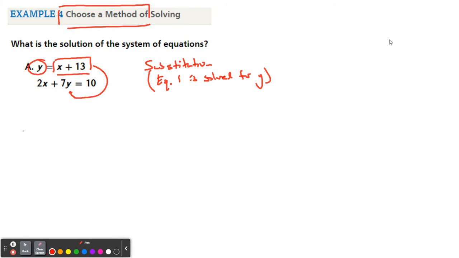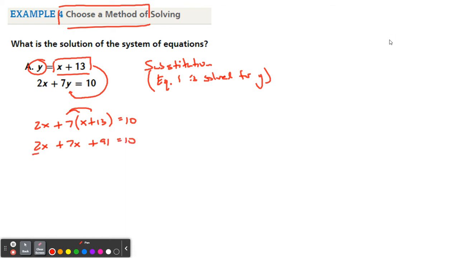Okay, so let's rewrite equation 2, but replace the y with x plus 13. So 2x plus 7, open a parenthesis, x plus 13, close a parenthesis, equals 10. And again, as I mentioned in the previous video, the point of substitution and elimination is to get rid of one of the variables. So by substituting an x expression in for y, now we are in terms of x only. And now we can distribute the 7. 2x, 7 times x is 7x. 7 times 13 is 91. That equals 10.